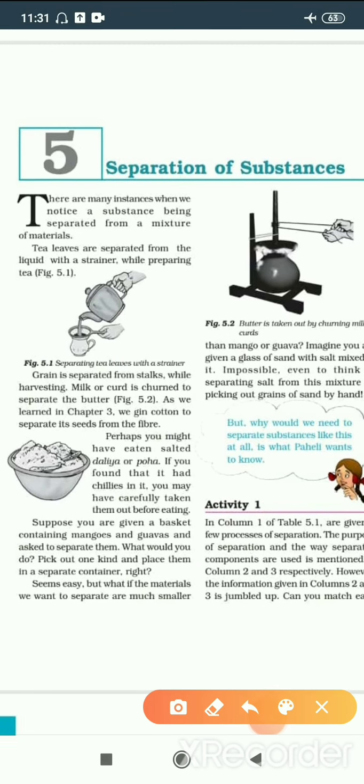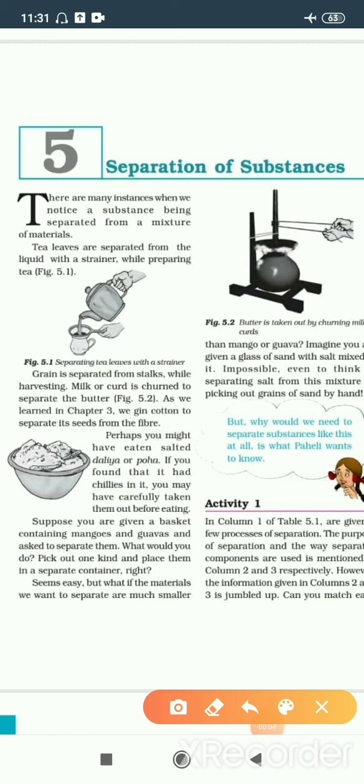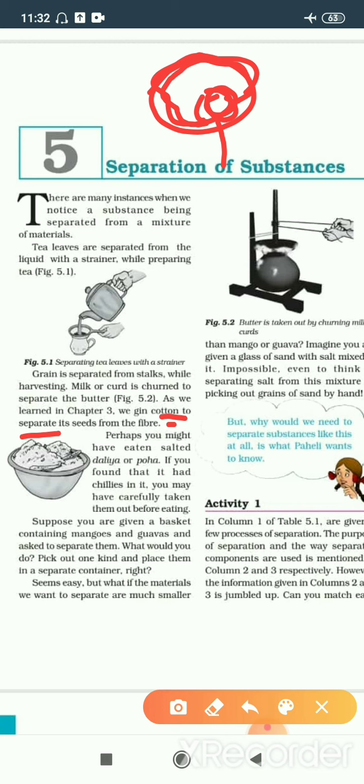Now let's move ahead. As we learned in chapter 3, we ginned cotton to separate its seeds from the fiber. In chapter 3, what we had learned is that when cotton plants matured, the cotton bolls burst out, and the cotton spreads on the seeds. After that, with the help of hands and the ginning method, we separate the seeds from the cotton, and we get cotton fiber.